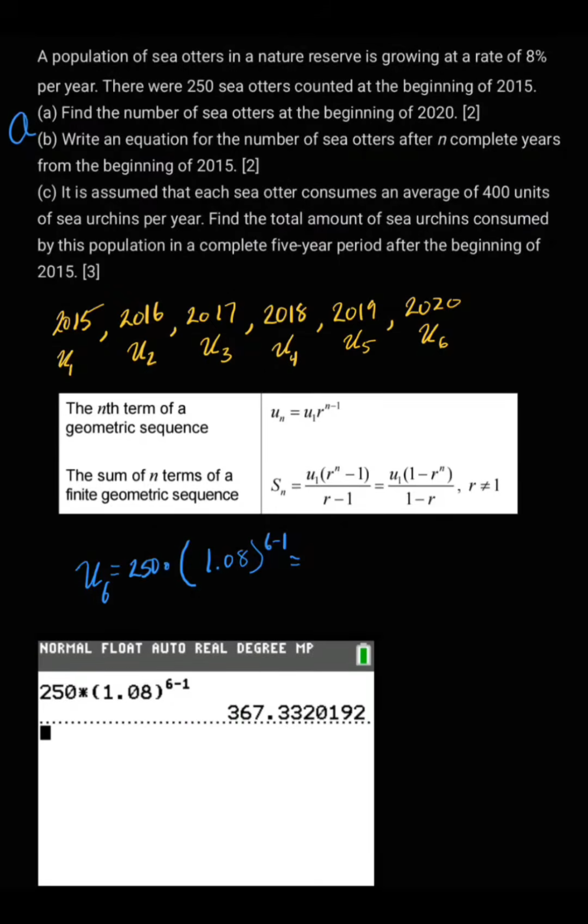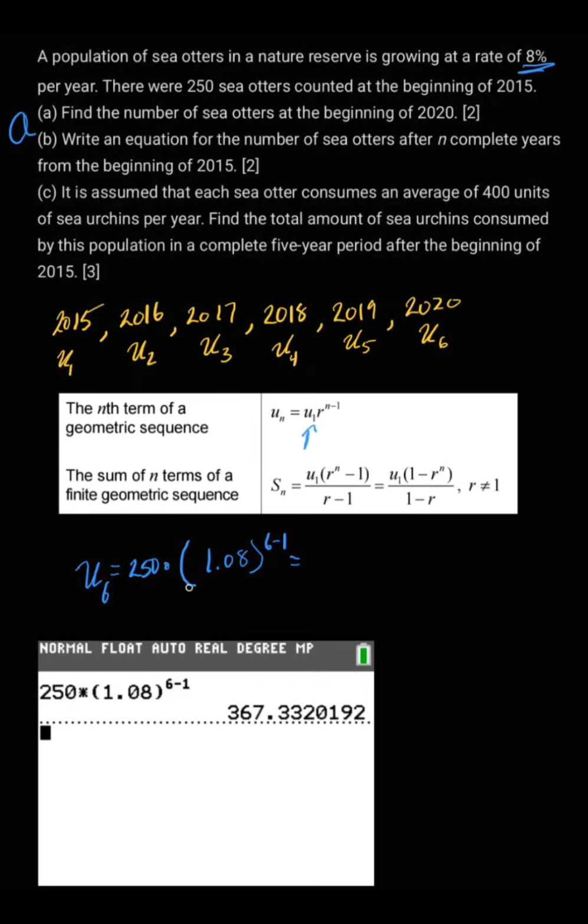We want to find the number of sea otters at the beginning of 2020. To find out how many terms we need to increase from 2015 to get to 2020, we see that 2015 is U1, 2016 is U2, 2017 is U3, so 2020 is U6, the sixth term. We're using the geometric sequence because we are increasing at 8%.